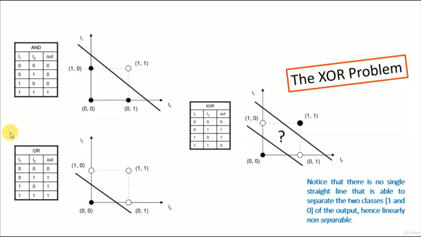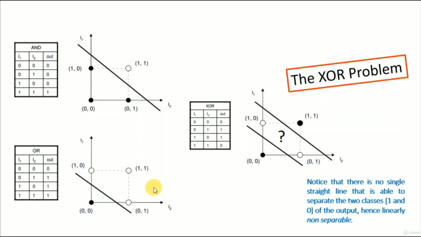Now the same exact thing happens for an OR gate. A perceptron is able to model the OR gate because you can separate the two classes, 0 and 1, using a straight line. In this case, we have two classes. The first class is 0 and the second class is 1.